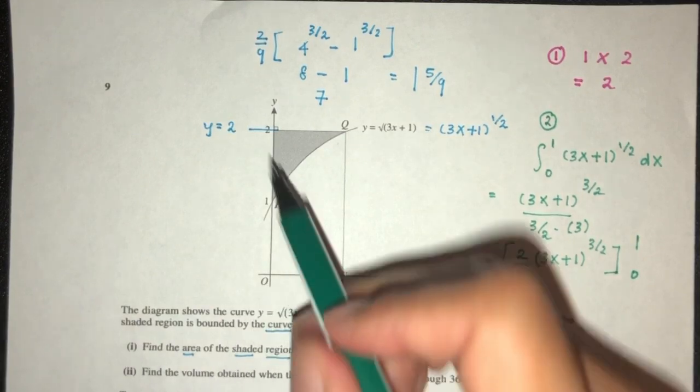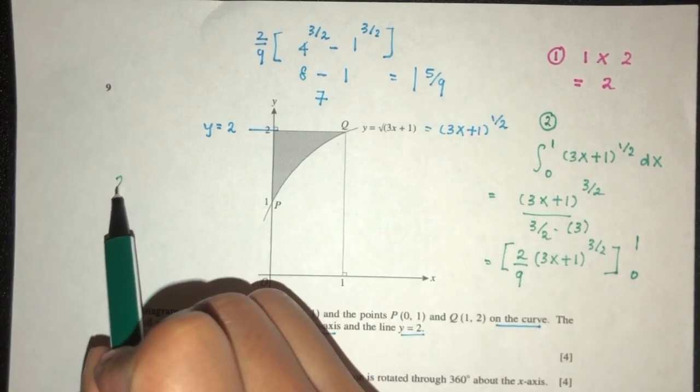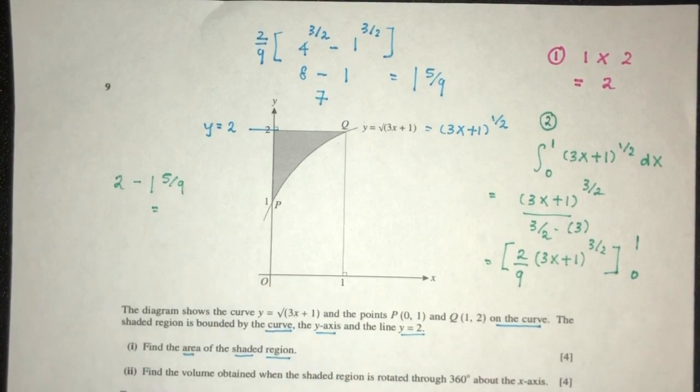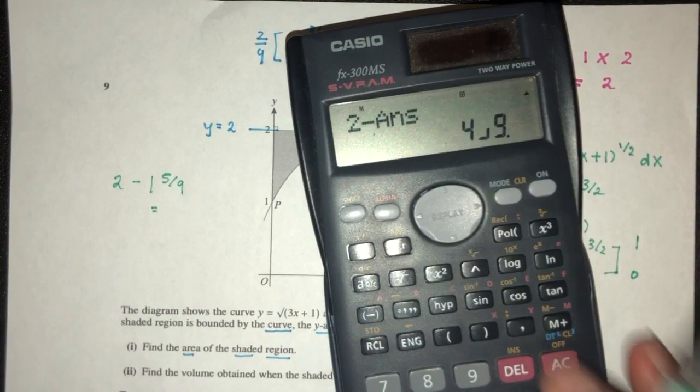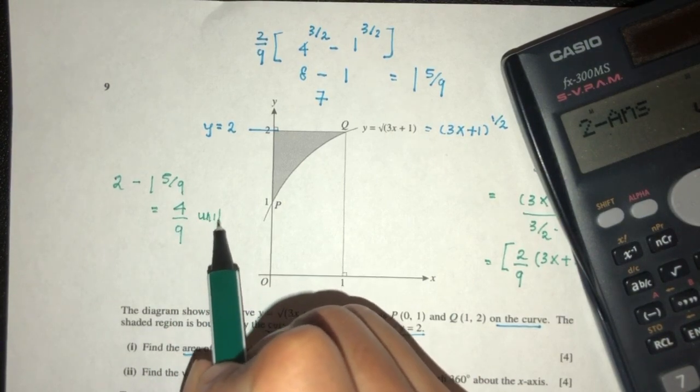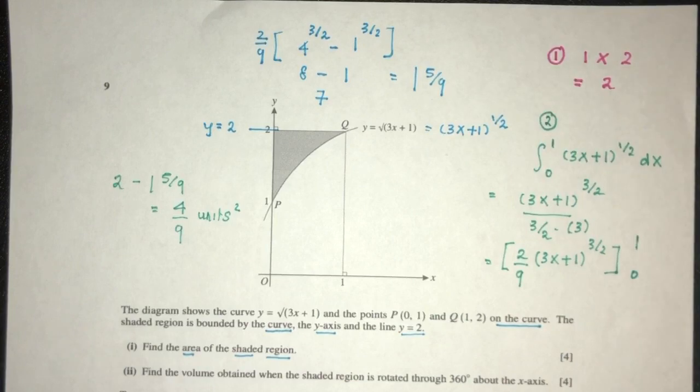Now to find the area that we need, we take the whole thing, which is 2, minus the one that we don't need. Let's see what do we get. 2 minus the answer should be 4 over 9 units squared. So this is the answer for question part 1.